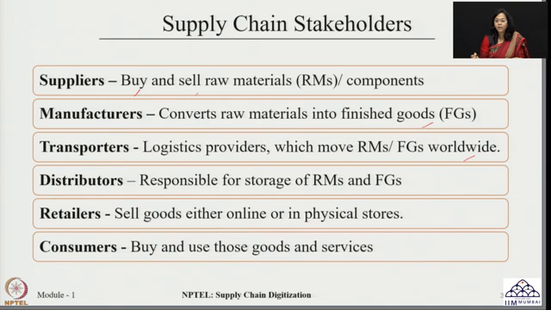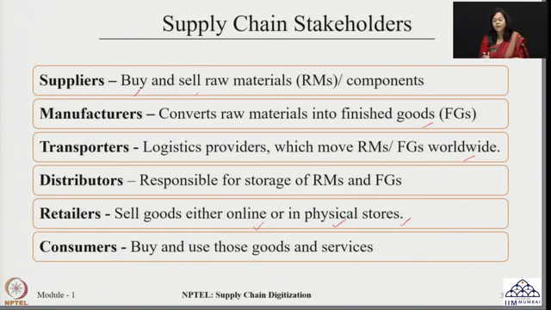The distributors again play a critical role because they are responsible for the storage of these raw materials and finished goods. Depending upon the production cycles or the schedule, the raw materials are consumed in the manufacturing environment, and similarly depending upon the demands which are required to be fulfilled, these finished goods are moved from the distributors to the next stage in the supply chain via the transporters. The retailers are very closely linked with the customers, and they are responsible for selling the finished goods either online or in physical stores.